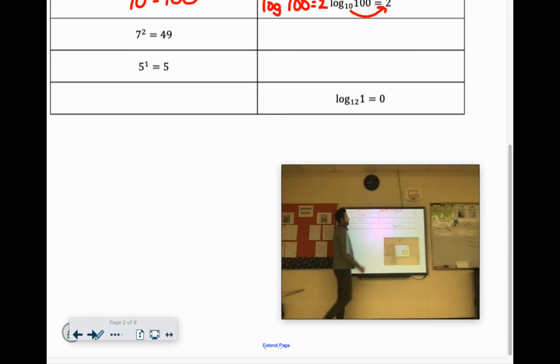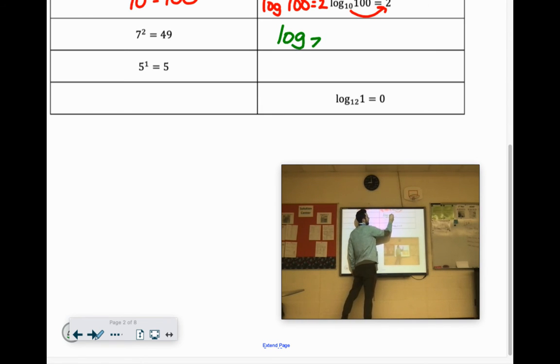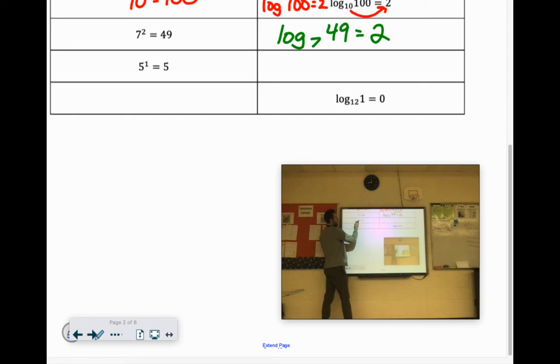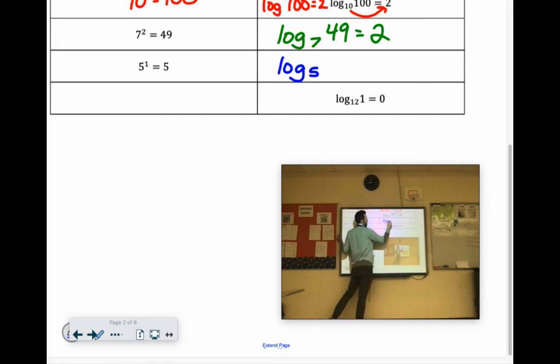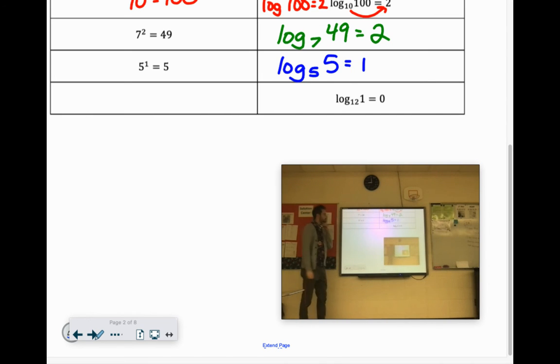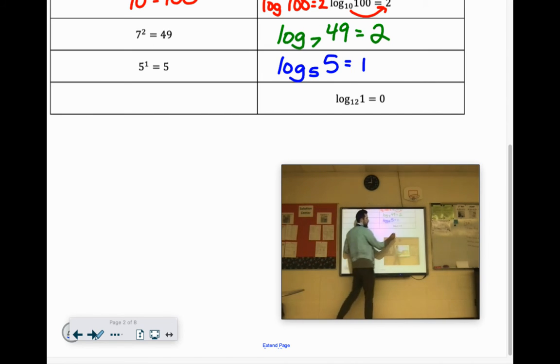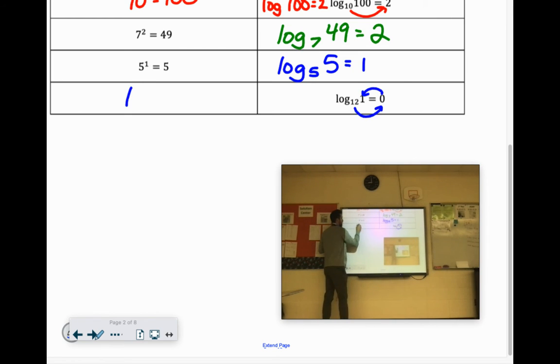7 squared equals 49. So log, our base is 7, our answer was 49, equals our exponent 2. Our base is 5, our answer is 5, and our exponent was 1. And the last one, if you do the swoop, 12 to the 0 power equals 1.